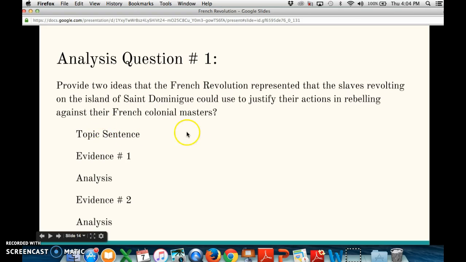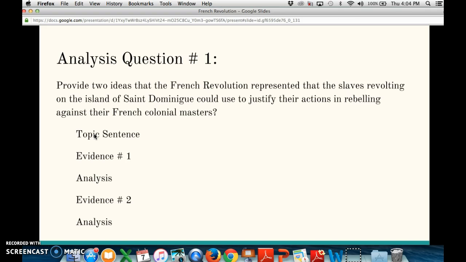So your topic sentence should answer the question and provide the two ideas, such as maybe liberty or something like that. And then you need to expand on that. So your first idea, expand through evidence and then analyze that, relate it back to your topic sentence. Second idea, expand and then relate it in the analysis back to your topic sentence. So that's the only question that needs to be done. You're going to turn that in as part of your quiz. That'll be part of the quiz grade.